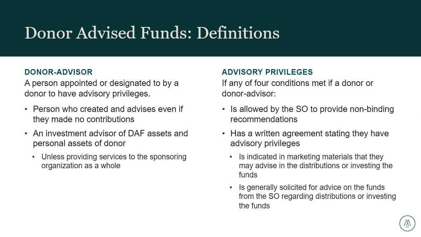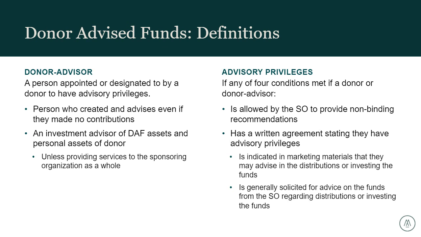A donor advisor is essentially a person appointed or designated by a donor to have advisory privileges. There are two interesting things here. A person who created and advises on a fund, even if they don't make any contributions to that fund, is considered a donor advisor. So a person or entity does not have to be making a donation to be considered a donor advisor. Also, and I think this is getting some attention and is likely to garner quite a bit of comments, questions, maybe concerns, an investment advisor who advises on the donor advised fund's assets and also the personal assets of the donor would be considered a donor advisor. There is an exception if that investment advisor is providing services to the sponsoring organization as a whole.